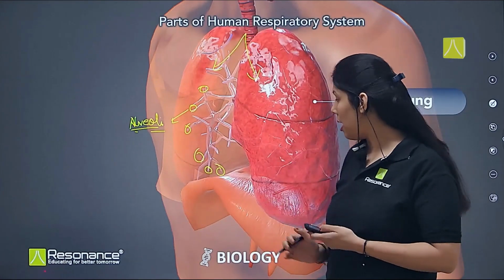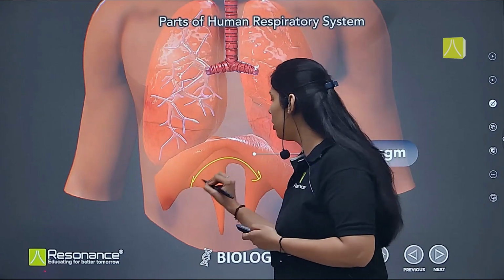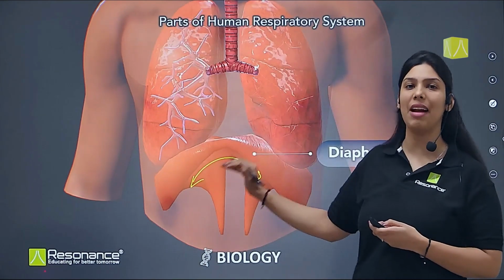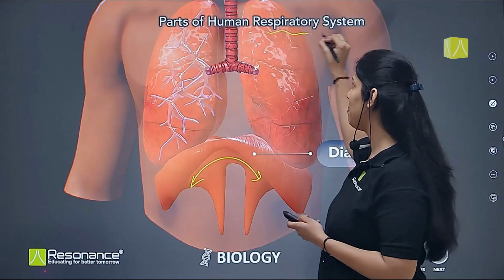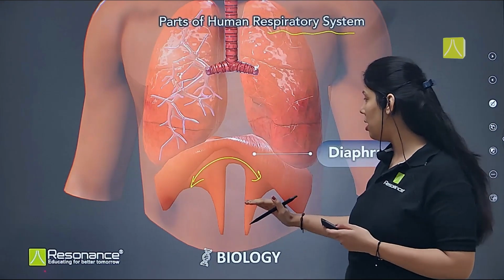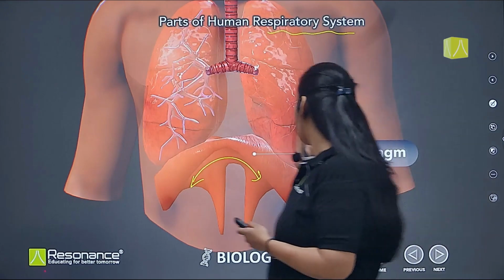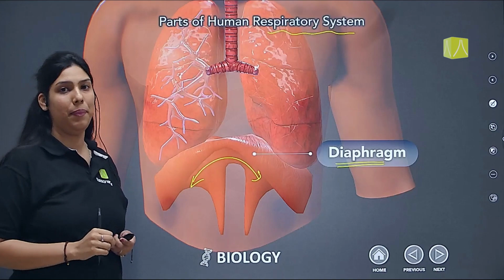After the lungs, there is the diaphragm, or you can say the muscles which separate the thoracic cavity from the abdominal cavity. In the thoracic cavity only the respiratory system is present. The diaphragm is just separating it from the abdominal cavity.